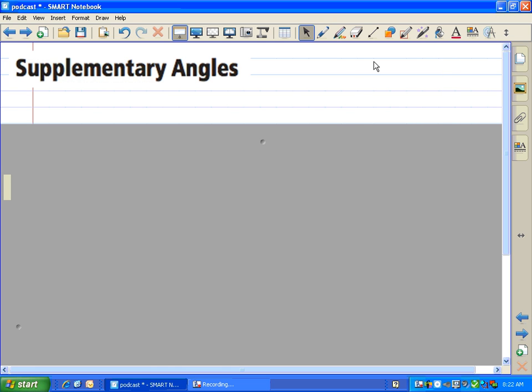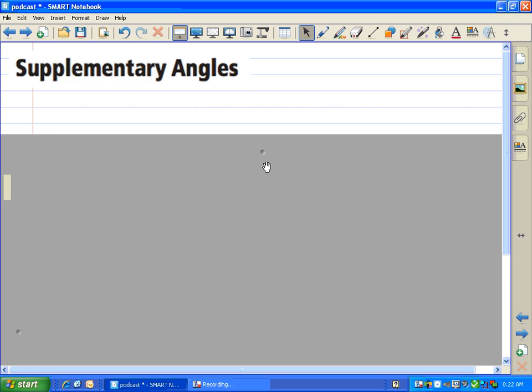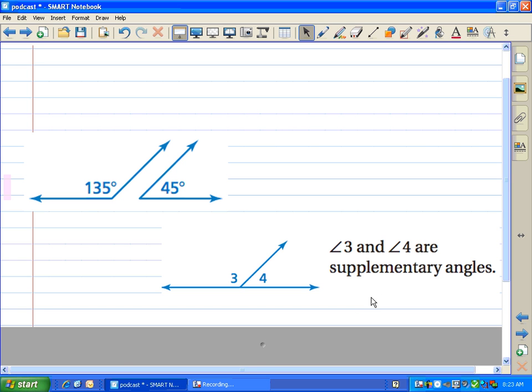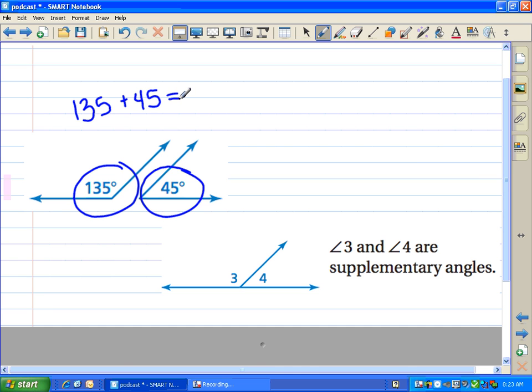Supplementary angles. By definition, supplementary angles are two angles that add up to 180 degrees. So in this case, I have an obtuse angle, nice vocabulary word, Mr. Phillips, of 135 degrees, plus 10 for your group. Good job. Acute angle, less than 90. If I add those two together, that gives me 180. So by definition, they are supplementary to each other.